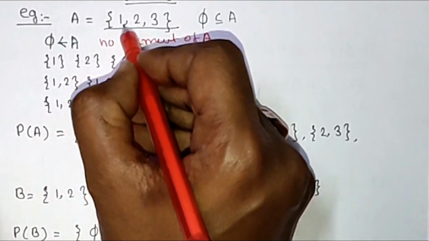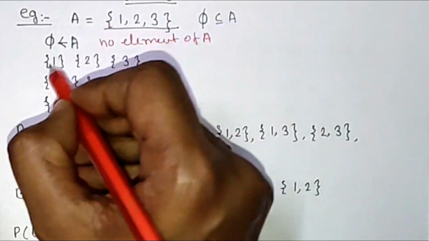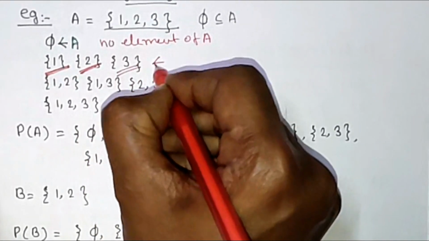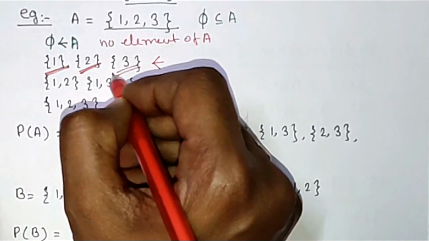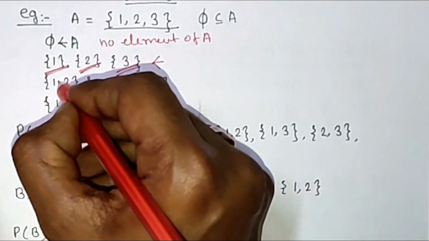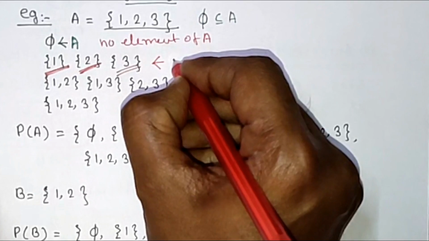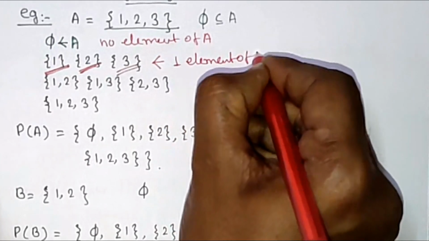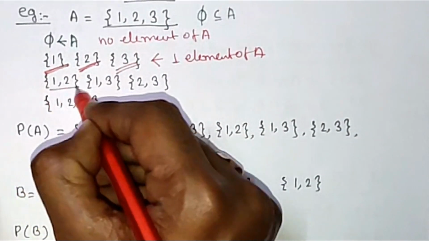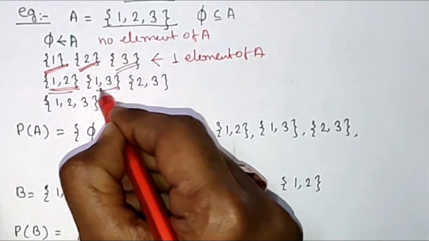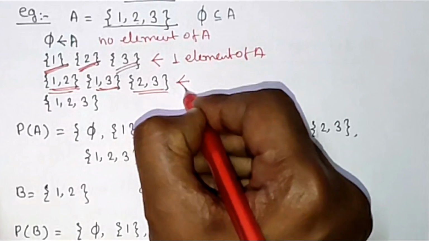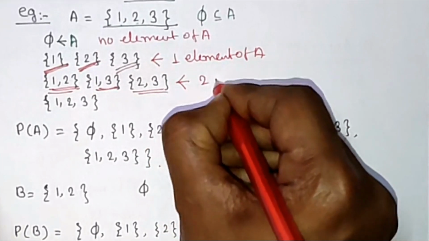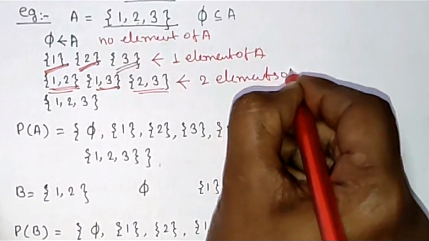Now look, if we take one element from this set, then we will get singleton {1}, {2}, {3}. So these three are also subsets of A, and they are formed by taking one element of A. Now look, if we take two elements from A, then {1, 2}, {1, 3}, {2, 3}, they also form subsets of this set A, by taking two elements of A.